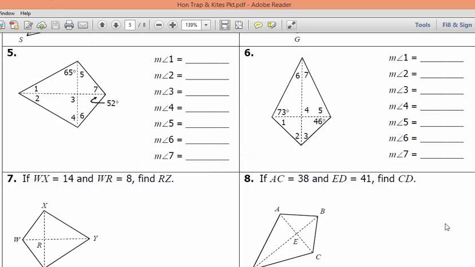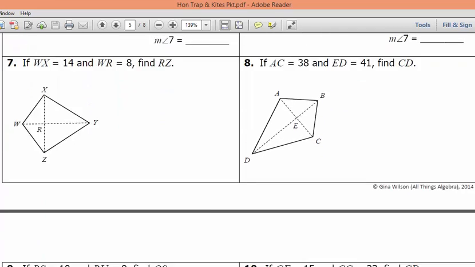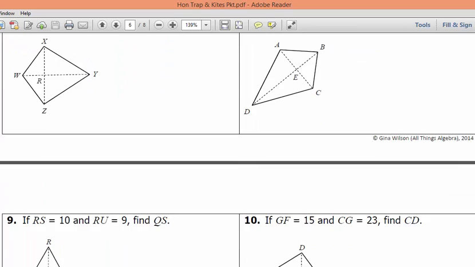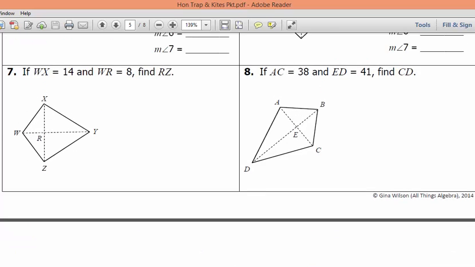Okay, all right. And the last one, number 7. Number 7, we just mark our diagram.